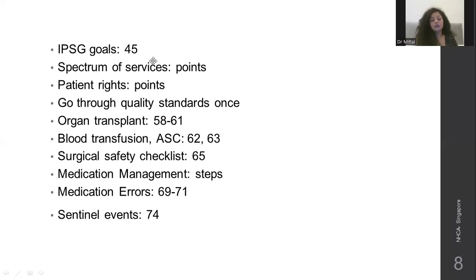How do you manage the medication, inventory control and all. Then medication errors, very important. Different types of medication errors, how to prevent them. What causes medication errors? These are the main topics from that.